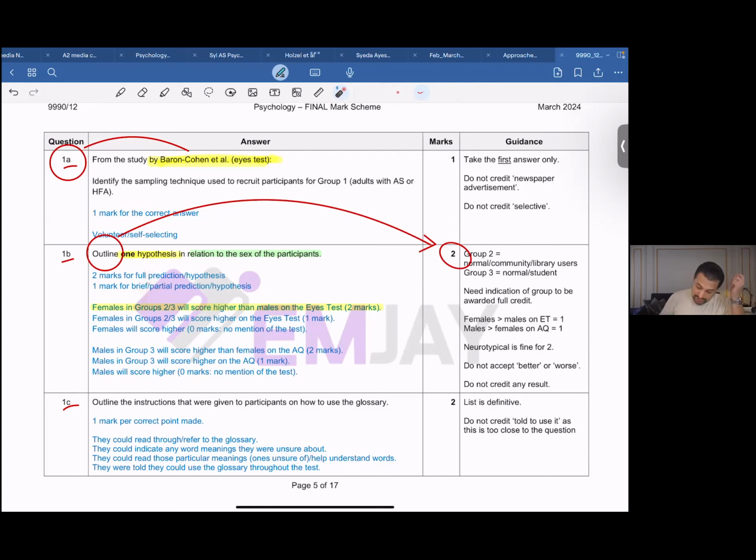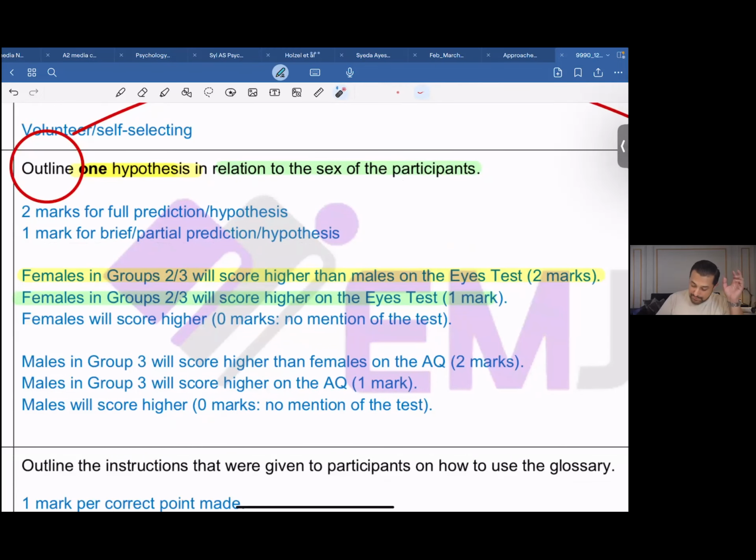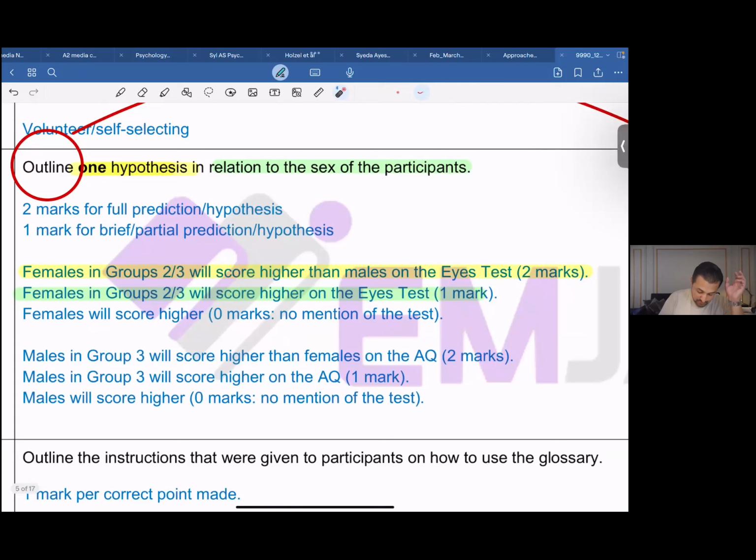So again, how do I differentiate between this 2 mark response and a 1 mark response? This 1 mark response over here says females in groups 2 and 3 will score higher on the ICE test. Now, just have a closer look at this. I might as well zoom this. Compare this one highlighted in yellow with the one highlighted in green. Do you see the difference? It's a tiny difference, right?